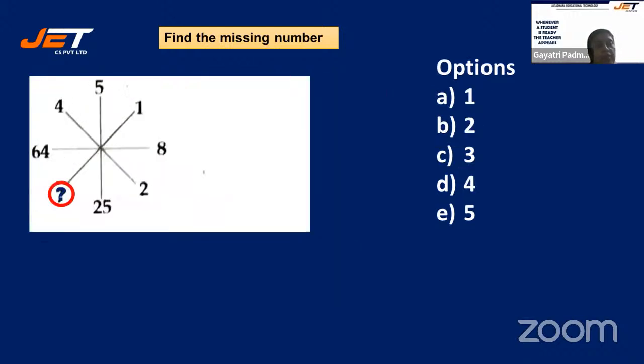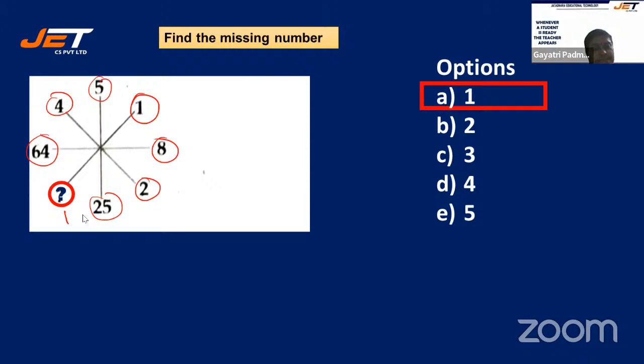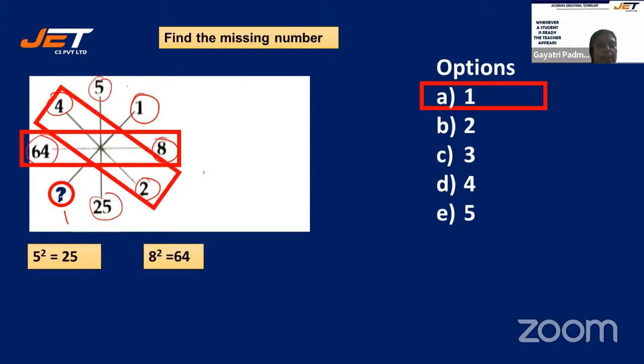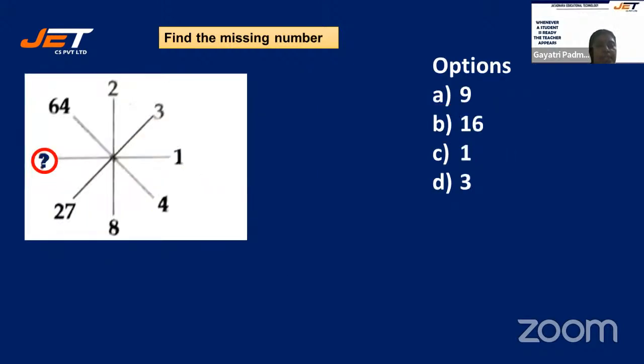Here you have 541, 864, 225. Oh my God. It's so simple, isn't it? I don't think this requires even a second. See, what is the relation between these two? 5 square is 25. 2 square is 4. 8 square is 64. So 1 square should be what? 1. Let's check the answer. Yes, that's it. See, not even a second it is taking, isn't it? Yes. All right. Now let's move on to the next sum.